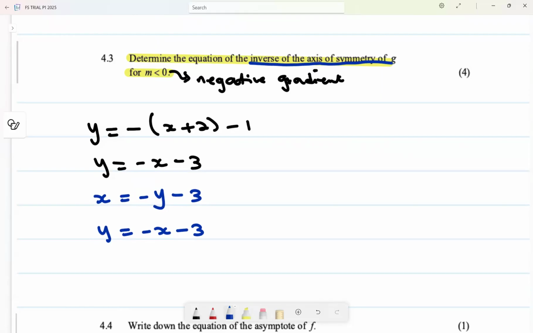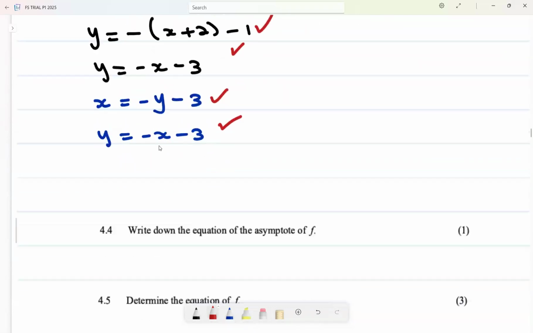Guys, this is the same thing we're saying. We are getting the same thing, which is correct, by the way. So these are easy marks for you, getting this one and the equation by swapping x and y, just easy marks, guys.